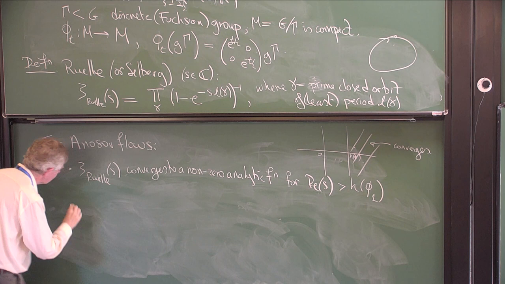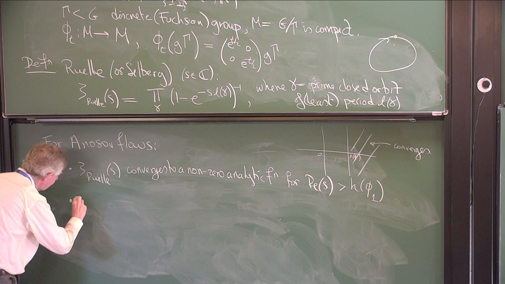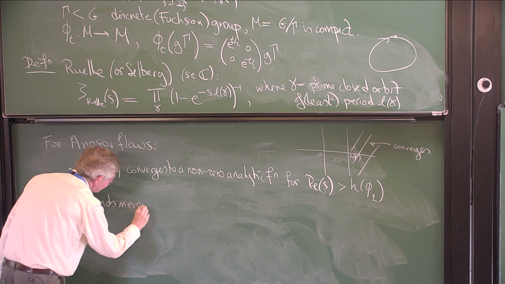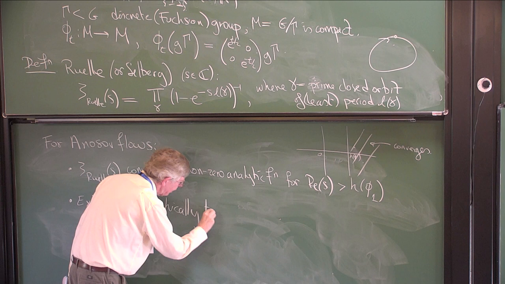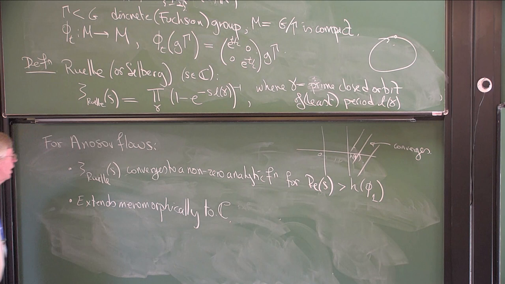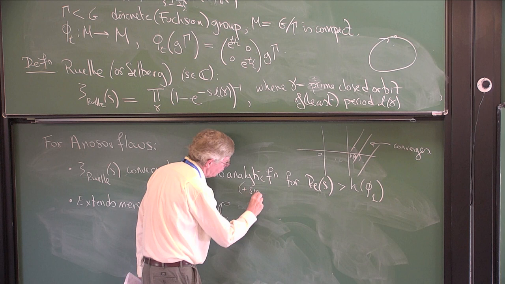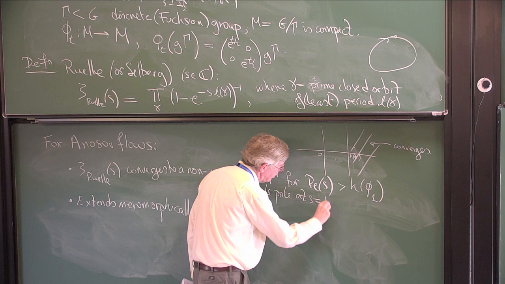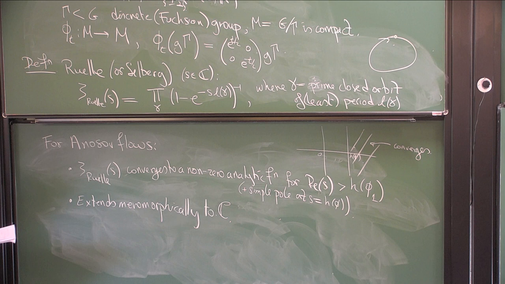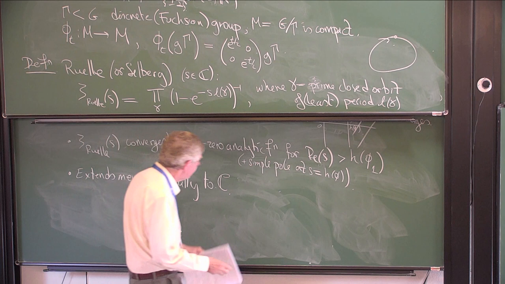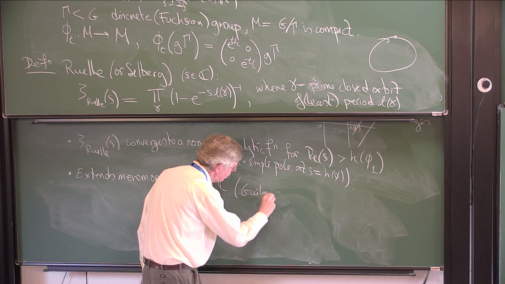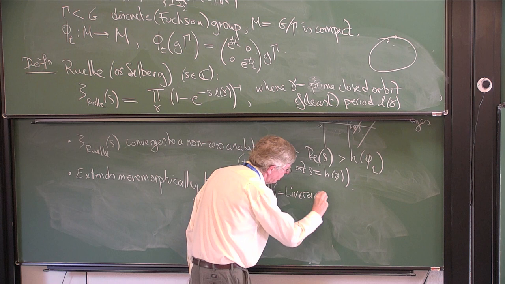And it also has an extension to a bigger half plane, well, in fact, to the entire complex plane. And so it extends, which means you can have poles as well as zeros, to the entire complex plane. It also has a simple pole at s is equal to h. So these are very well-known sort of results. This was proved by Giulietti, Liverani, myself, and it was also proved by Dyatlov.